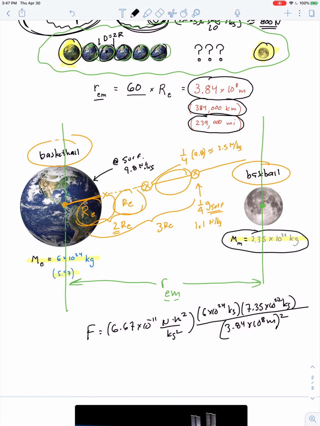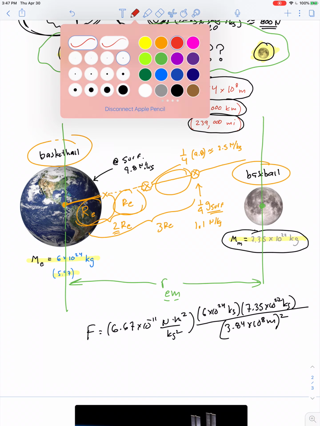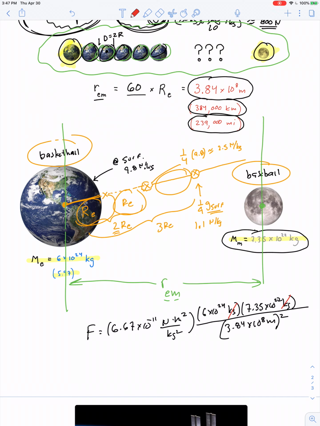I think it's helpful for us to have this conversation about units one more time. Kilograms times kilograms gives us square kilograms, which cancel here. Meters get squared, so they cancel here, and all we're left with is newtons. Perfect. So grab your calculators one more time.